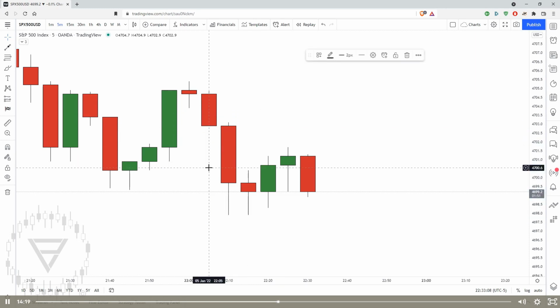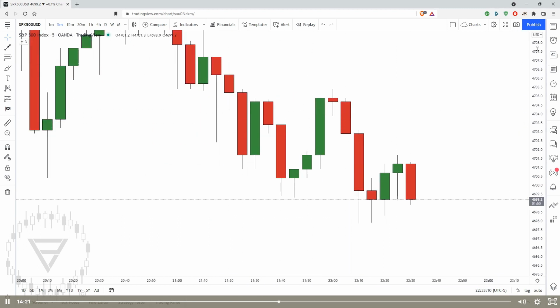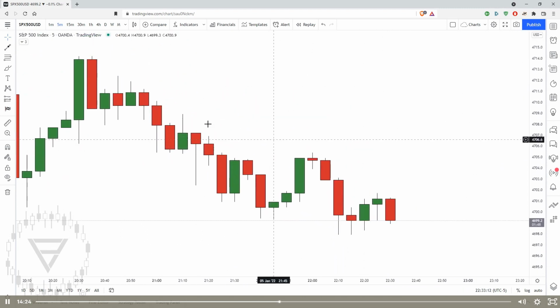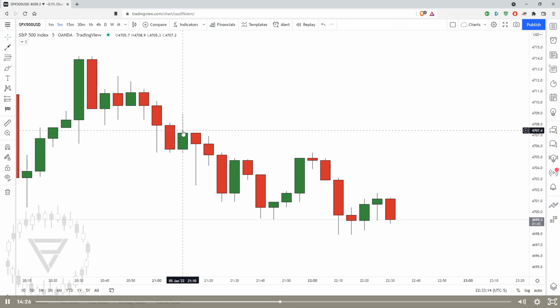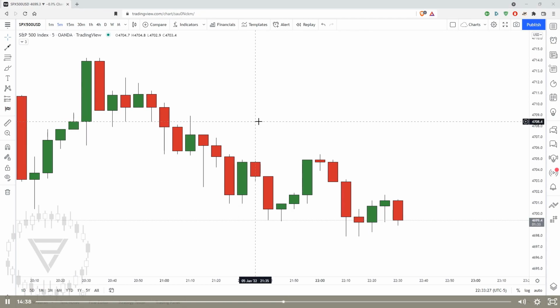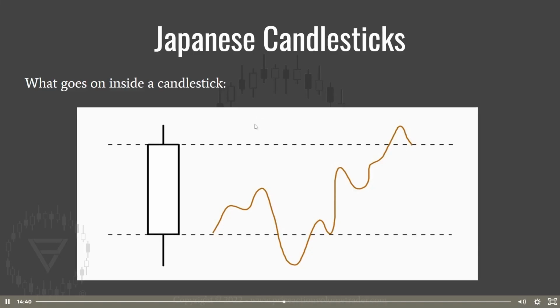Okay, and the same thing with any candlestick on any chart you're using. Any platform is always going to have this option where you hover over candles, and then it's going to give you the open, high, low, close values for each. Okay, so now what is going on inside of a candlestick?